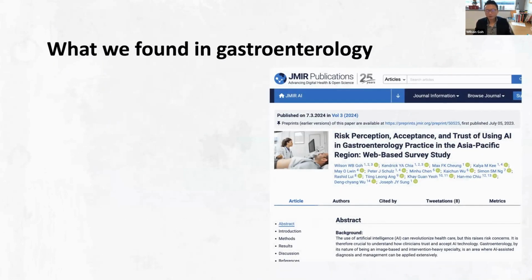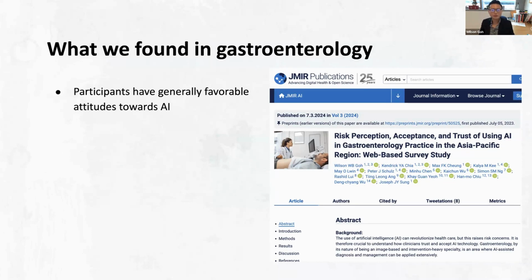So we don't have all the data in yet for all the different legs of the survey, but we have completed the first round for the gastroenterology survey, and this paper was recently published in JMA AI. So if you're interested to find out more about how we did the survey, and also the key results and details, please feel free to look at the paper. But I want to just summarize the key findings.